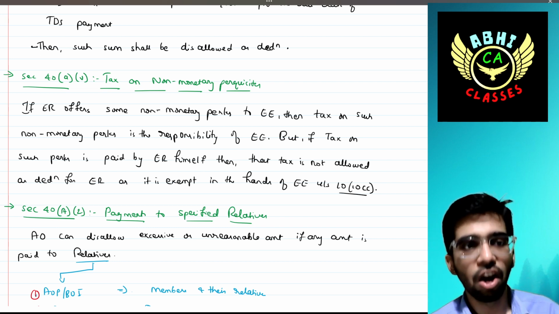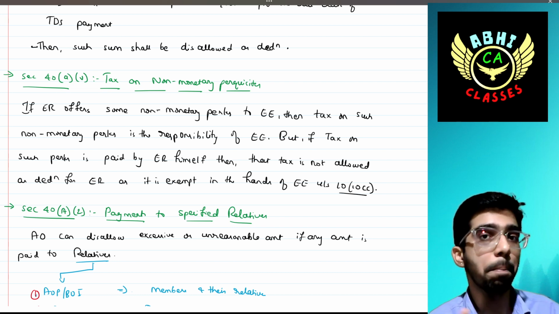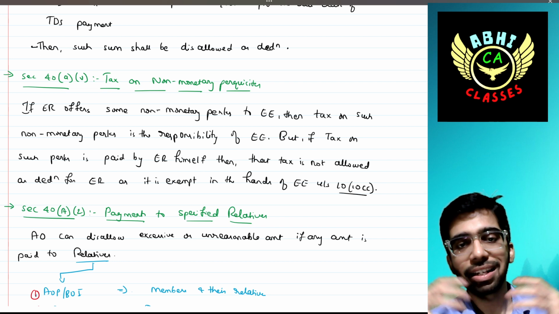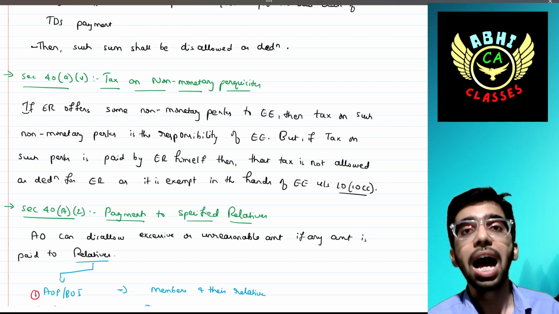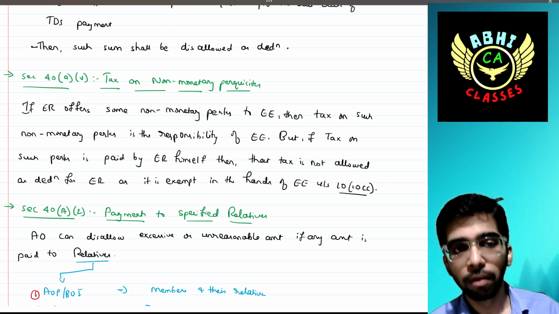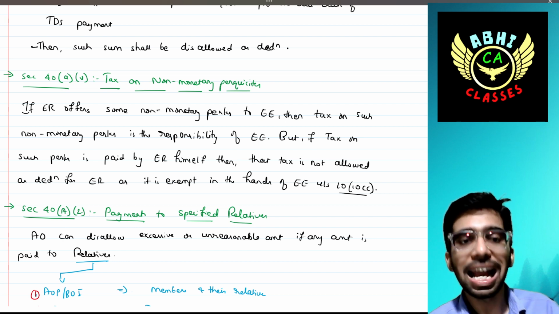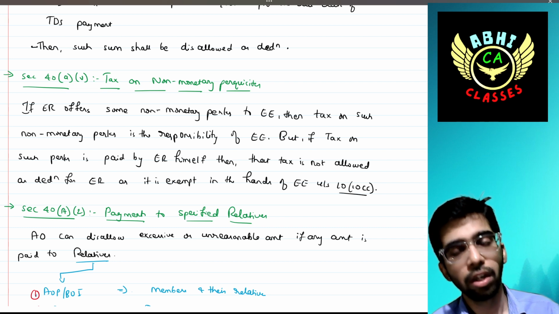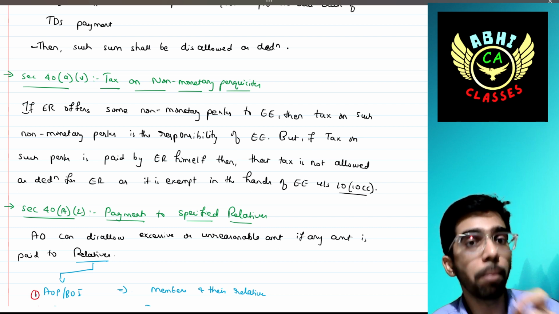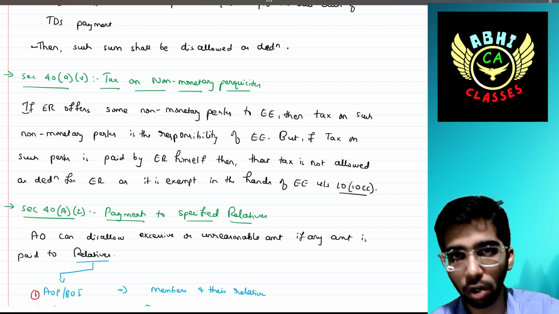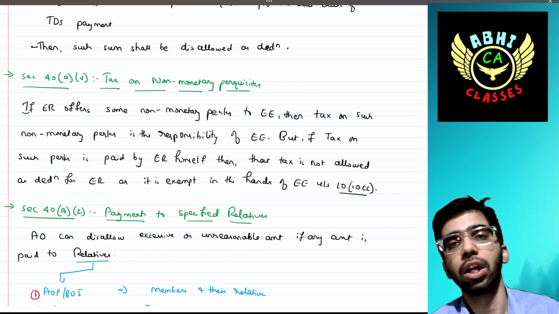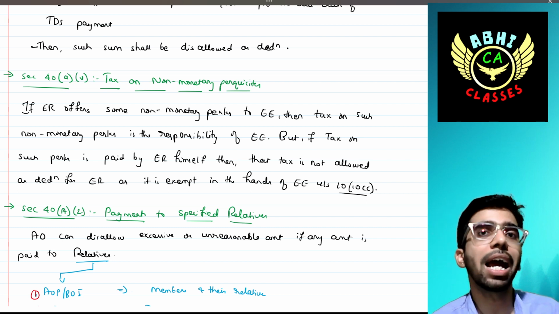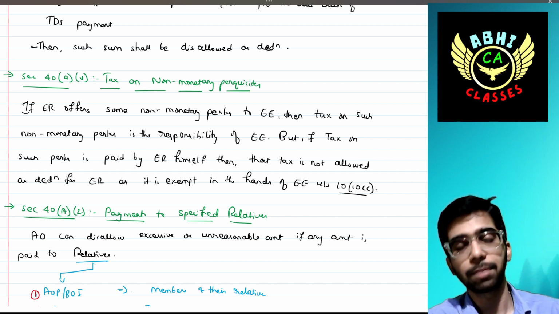But if the tax on such perquisites is already paid, already complied with by the employer himself, then the tax is not allowed as a deduction for the employer, because it is exempt in the hands of the employee under section 10(10CC). If the tax on those non-monetary perquisites is paid by the employer, then that will be exempt in the hands of the employee, and accordingly the deduction would not be allowed for the employer for the tax payment.